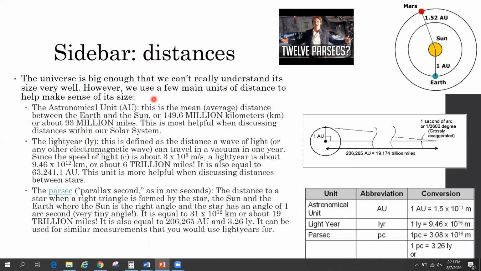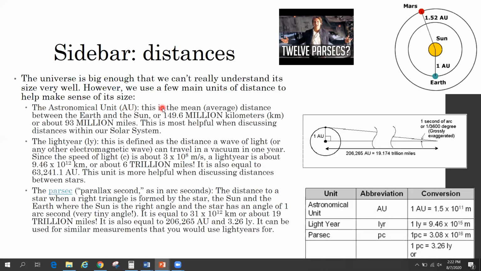So anyhow, we have developed units of measurement that are, of course, much, much, much larger than anything we would use here on the Earth, like miles or feet or anything like that, to help make sense of the size of the universe. Now, probably what most people would say is the most basic unit of measurement for the universe, for the cosmos, is called the AU, or the astronomical unit.